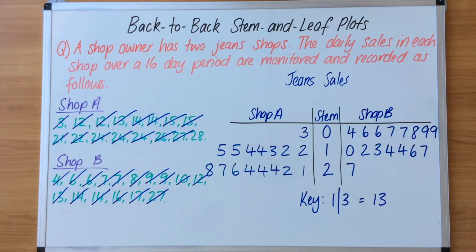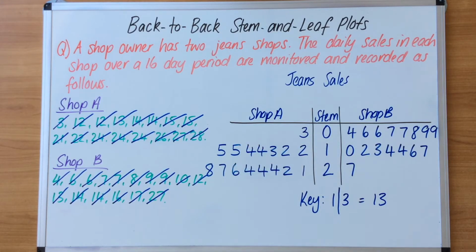All right, so now that's been done, I'm just going to read through a little bit about the information that I can see from these jeans sales. So shop A has the highest number of sales, and we established that to begin with. We know there's 28 here. Oops, I didn't cross that one out. There's 28. Its sales are generally between 12 and 28, with one very low sale of 3. And you could say that 3 is the outlier.